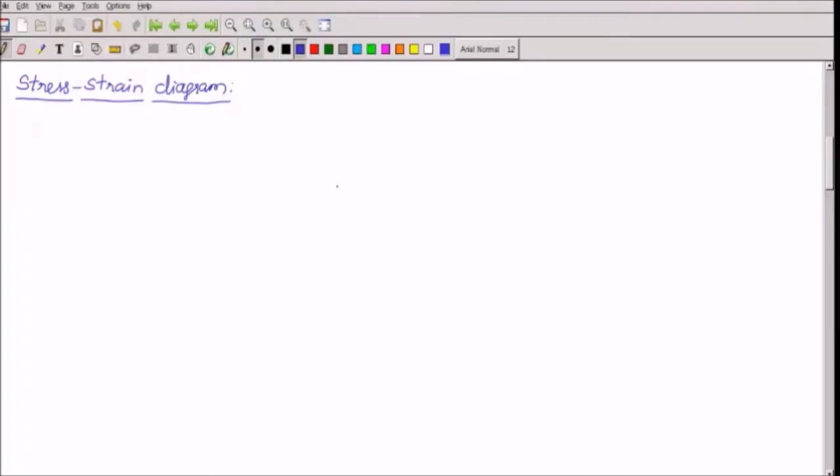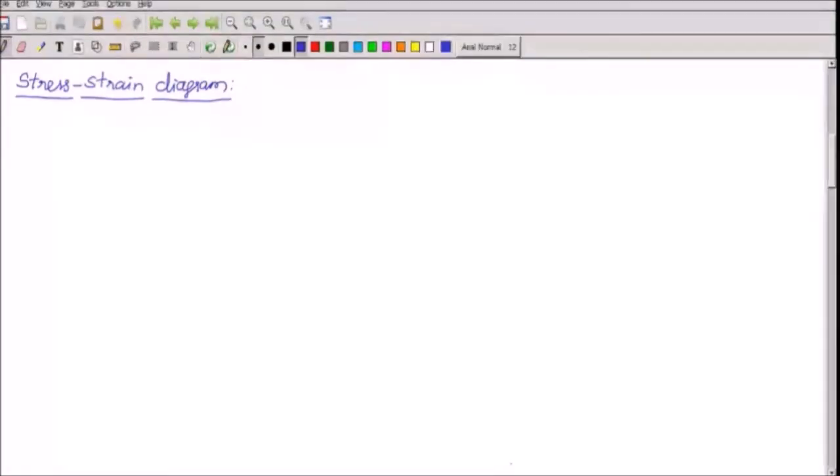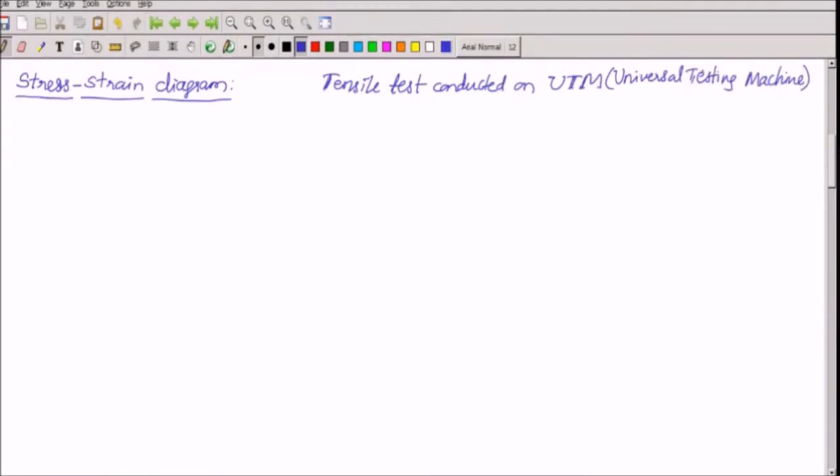In order to design any component, we need to know the properties of the material we are using. So how do we know the materials, or when we have a material, how do we test it to know its properties? One of the very basic tests is called the tensile test, which is conducted on a machine called UTM, Universal Testing Machine. Many tests can be conducted on the same machine. That is why the name universal. Tension test, compression test, shear, bending, all types of tests can be conducted on that machine.